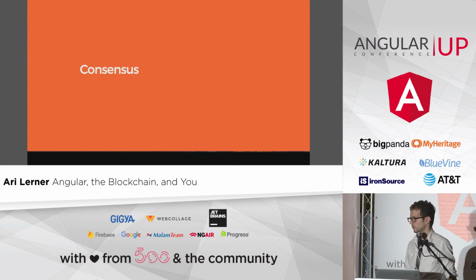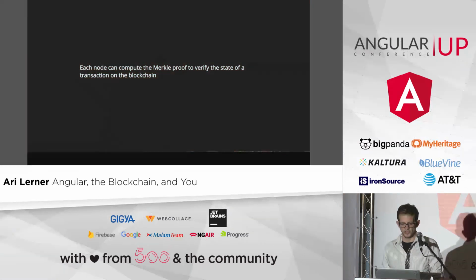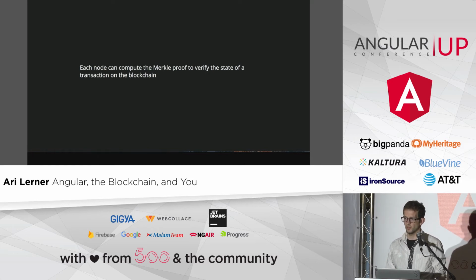Finally, let's talk real quick about consensus. Consensus is getting everybody to agree. How does a blockchain do that? Well, I walked through the Merkle proof. That's how consensus is reached. Once enough nodes verify the state of a transaction in the blockchain, the entire blockchain is then moved forward.